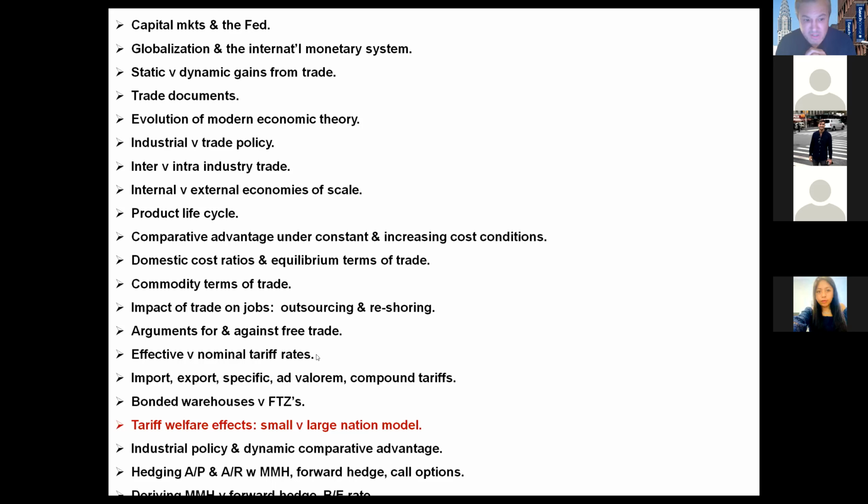Some of these things on this list, for example, effective versus nominal tariff rates, are relatively small. When you talk about the evolution of modern economic theory, that's a much lengthier bit of material. Everything here is fair game for the exam. So the answer to your question is no, there are not practice exams, but the exam will be fair, and you have a very specific idea of what it's going to cover and how to go about studying. And these slides are meant to help you in that effort.